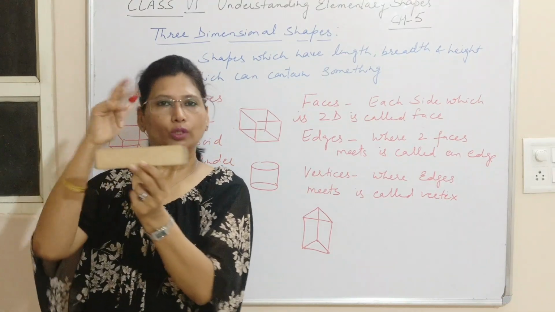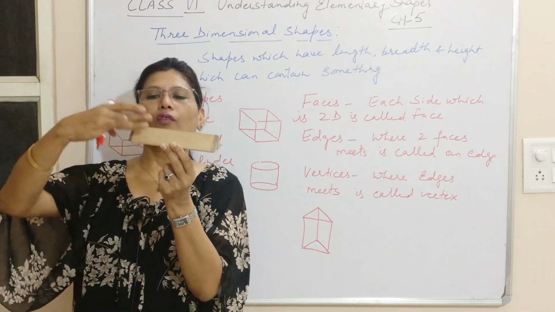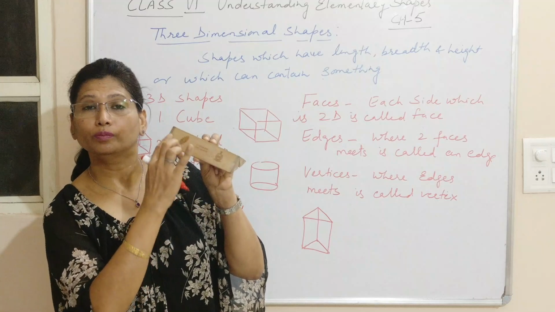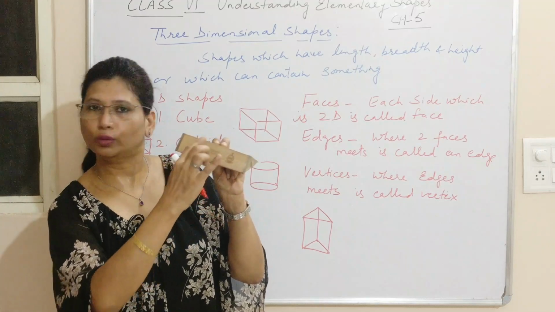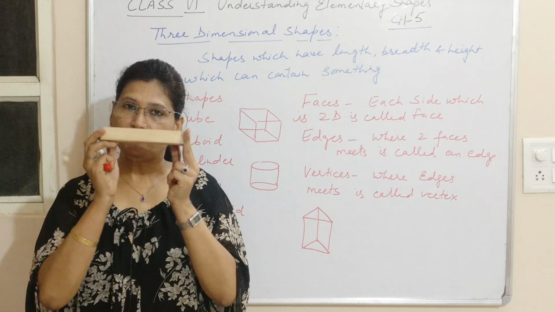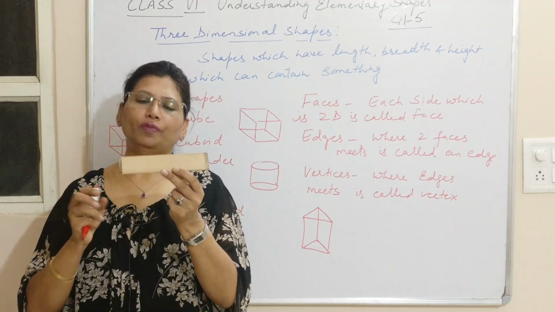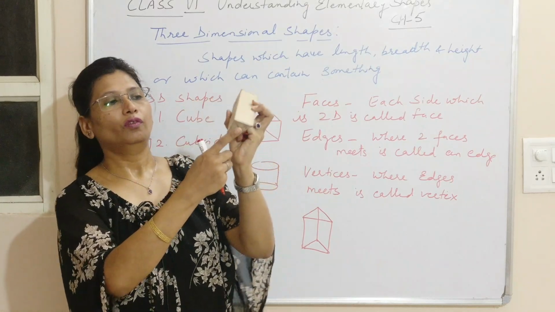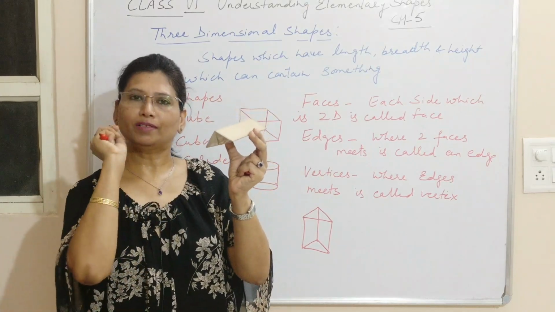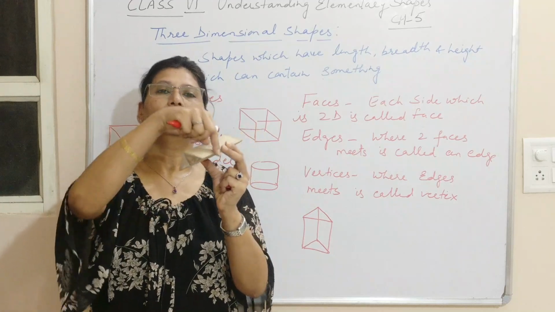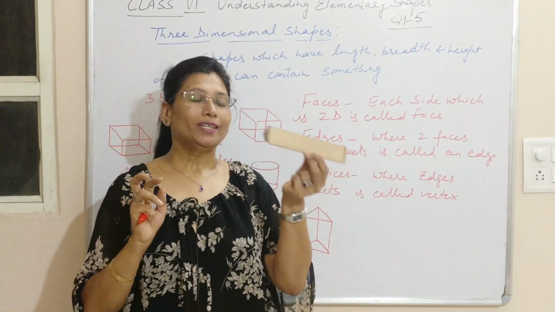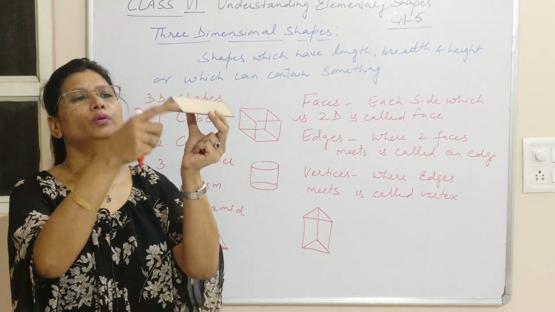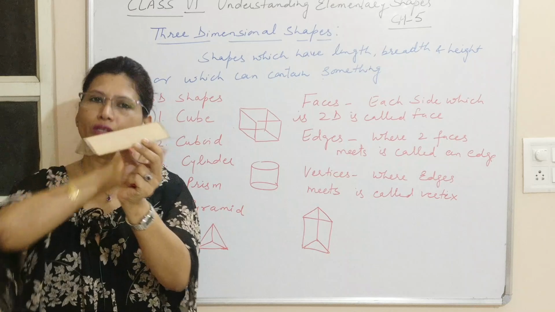1, 2, the 2 triangles, 3, 4 and 5. These are parallelograms. These lines are parallel. Okay, opposite lines are parallel. So we have 5 faces. How many edges do we have? We'll count the number of edges. 1, 2, 3. 3 here, correct? 3 plus 3 is 6, 7, 8, 9. Fine. So it has 9 edges. And how many vertices? 1, 2, 3, 4, 5 and 6.